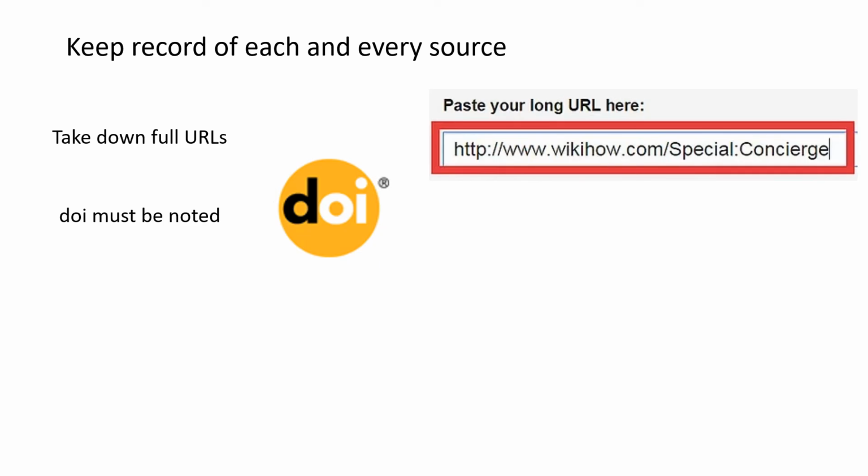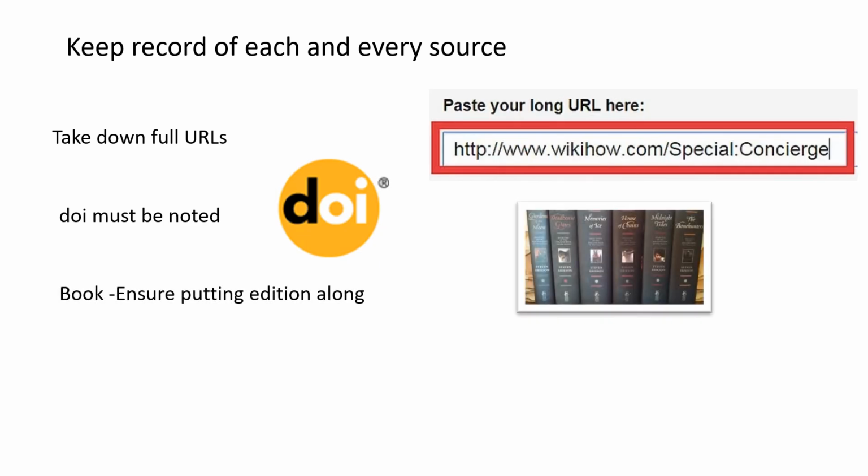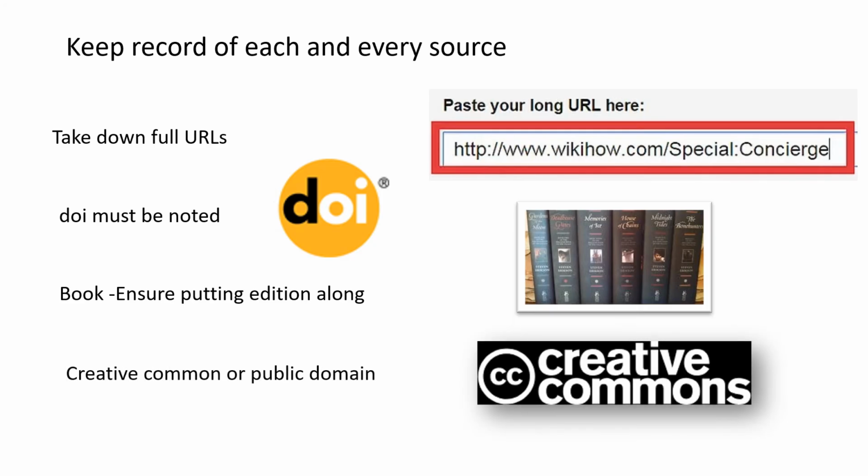In case of a book, different editions of a book may be a little different in content, so ensure putting the edition along with the other information. And check the copyright information of web resources, whether Creative Commons or in the public domain, and then decide what to take and how much you should take.